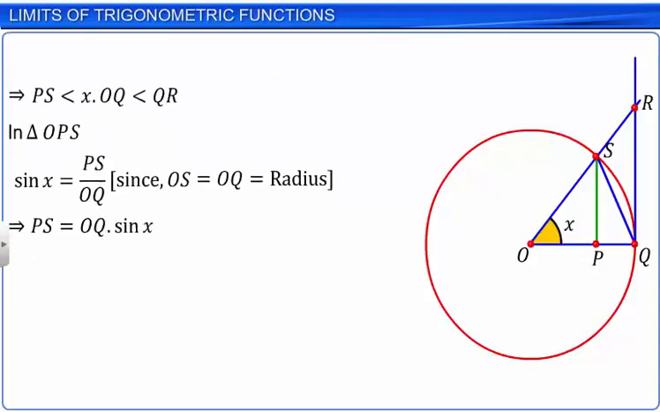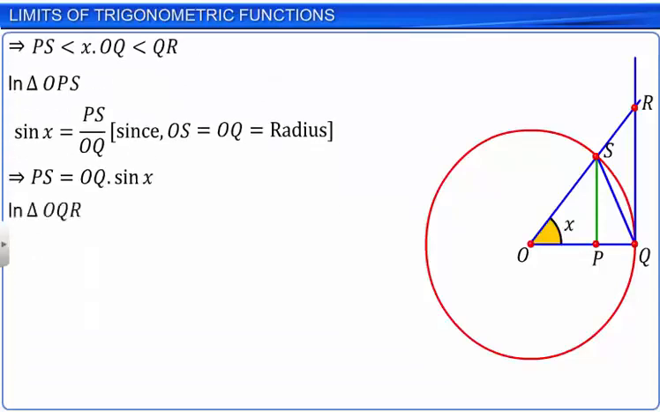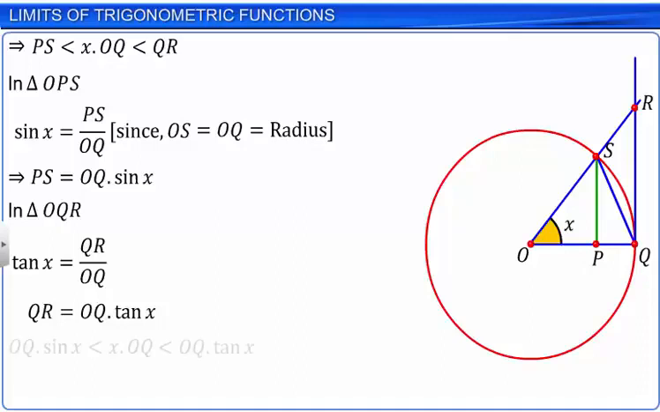Also from triangle OQR, we have tan x is equal to QR divided by OQ. Hence, QR is equal to tan x multiplied by OQ. We will substitute these two inputs in the relation. Since OQ is positive, the relation can be represented as shown.